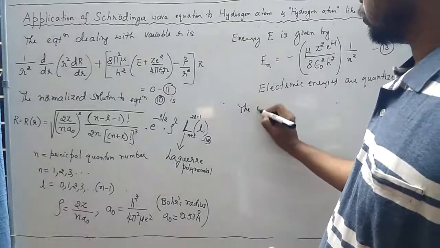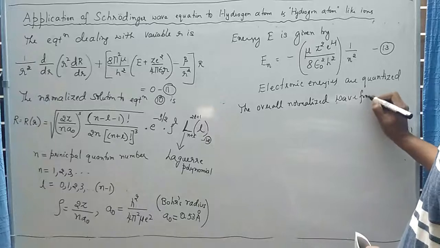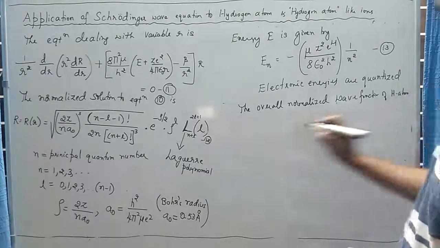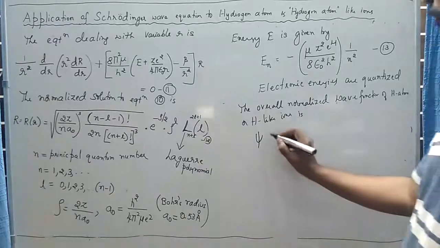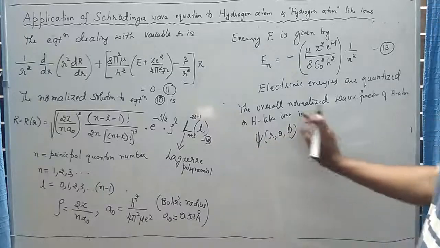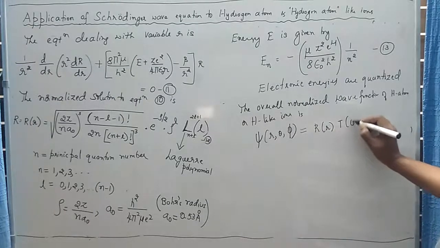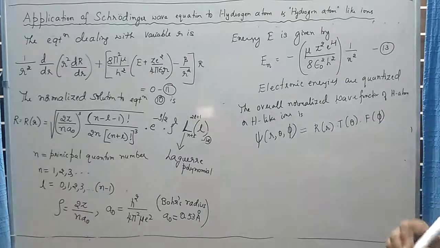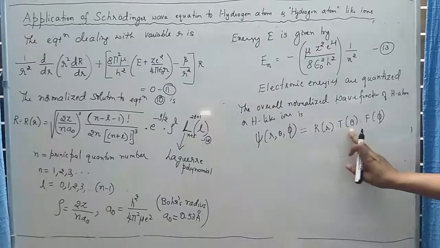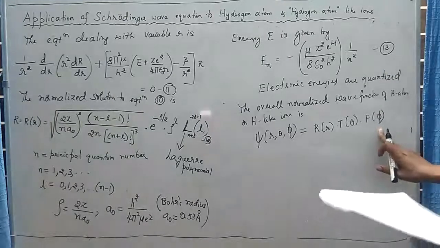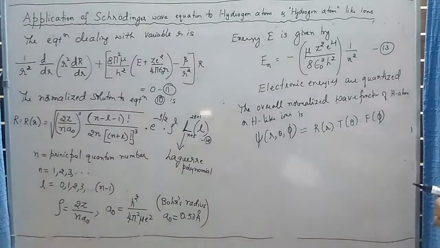The overall normalized wave function of hydrogen atom or hydrogen like ions is given by, okay, again we'll go back to the method of separation of variables, which is psi of r comma theta comma phi. This is the overall wave function, but according to the method of separation of variables, the overall wave function is R of r into T of theta into F of phi, and we have already found the expression for these functions. R of r is given by equation number 12, T of theta is given by equation number 10, and F of phi is given by equation number 8.